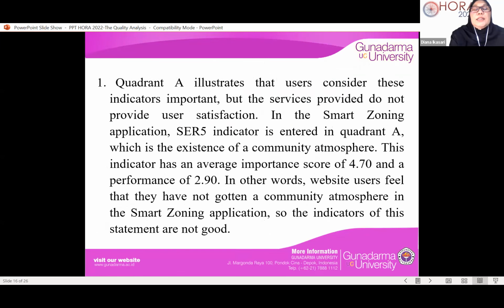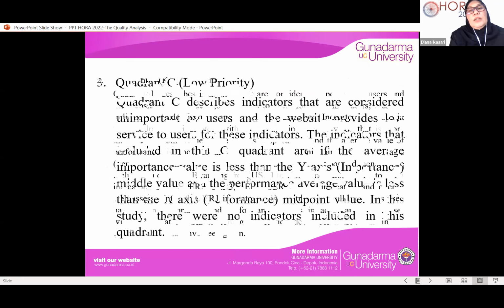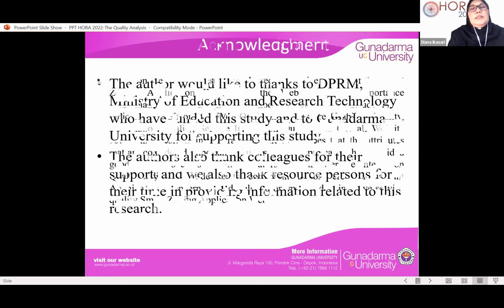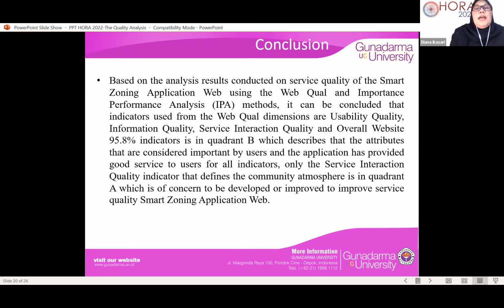Actually, this study can analyze the result. It was conducted on the service quality of the smart zoning application using the WebQual and the IPA method. Then it can be concluded that the indicators used from the WebQual dimensions are usability quality, information quality, service interaction, and the overall of the website.